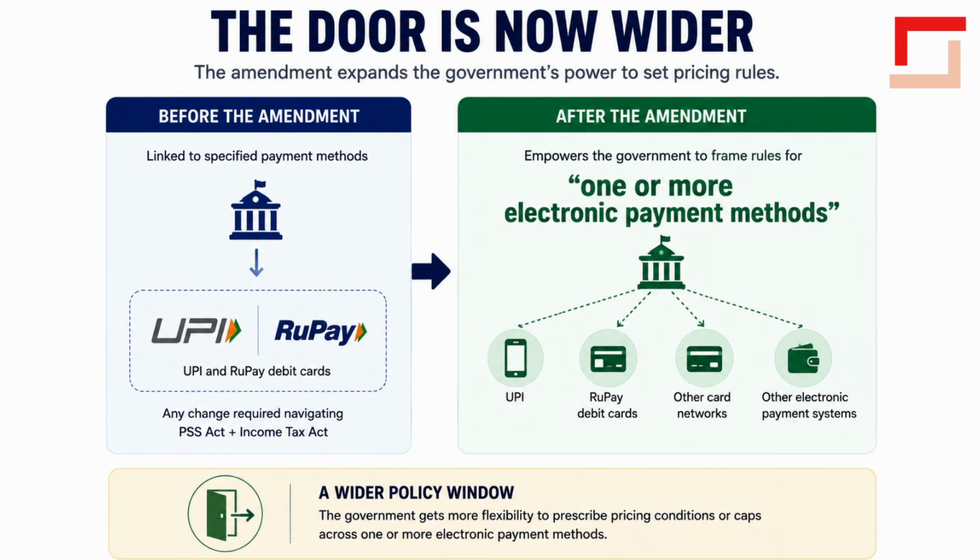Now, the amendment does 2 things. First, it removes the linkage between the PSS Act and Section 26(9) SU of the Income Tax Act. Second, instead of referring only to specified payment methods, it empowers the government to frame rules for one or more electronic payment methods. Until now, any major change to the pricing framework required the government to navigate both the PSS Act and Income Tax Act. By delinking the two, the amendment reduces that dependency. In practical terms, it brings the decision making largely within the domain of the government and the RBI under the PSS Act, without requiring a corresponding amendment to the Income Tax Act every time the pricing framework needs to be revisited.